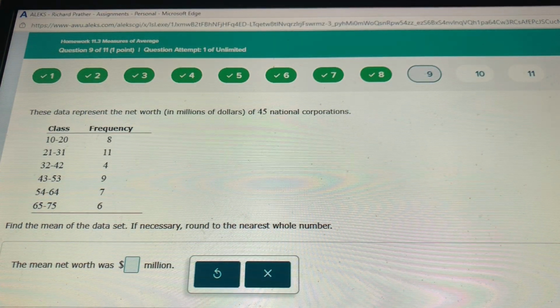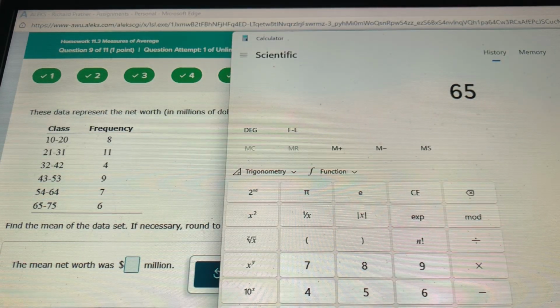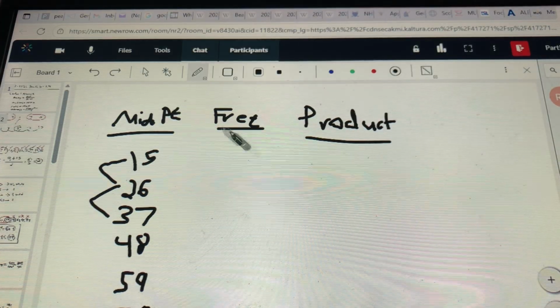And I can double check the last one. 65 plus 75 divided by 2 is supposed to be 70, and it is. See? So that saved me a little time if I notice it's always going to go up by the same amount. So if you figure out what it's going up by, last time it was going up by 0.7, now it's going up by 11. So now write the frequencies down. 8 and 11.